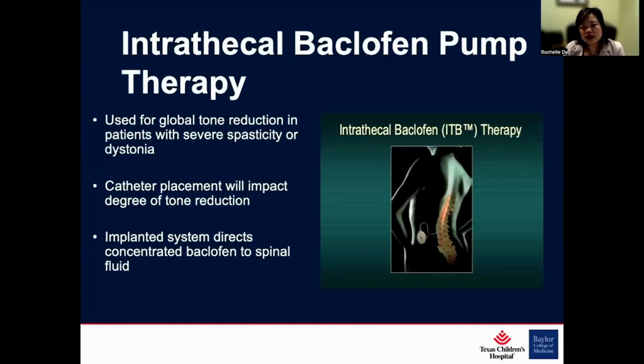And finally, a systemic and surgical way of treating hypertonia or spasticity can be through intrathecal baclofen therapy. If they are refractory to other tone-decreasing approaches, this is something that can be considered, and the catheter placement can vary depending on the goal for tone reduction.